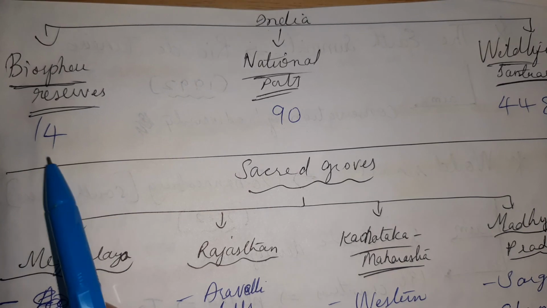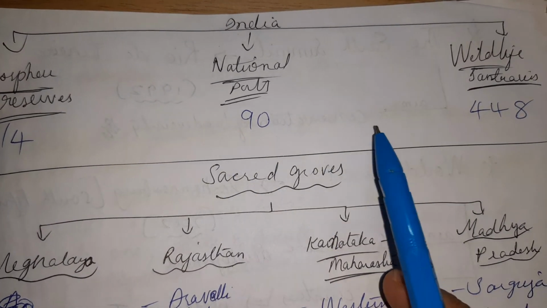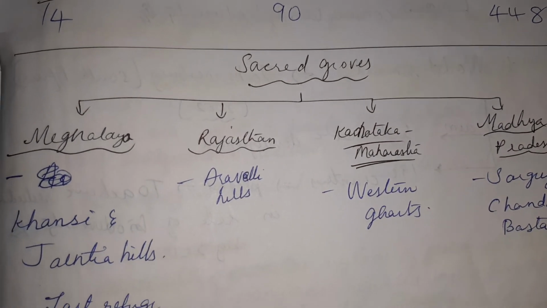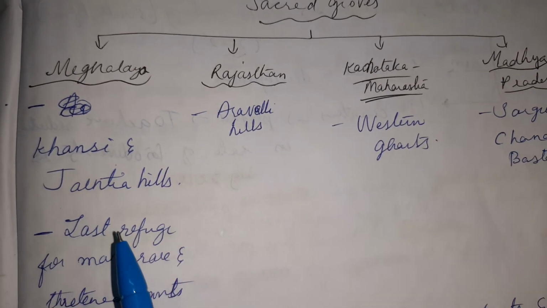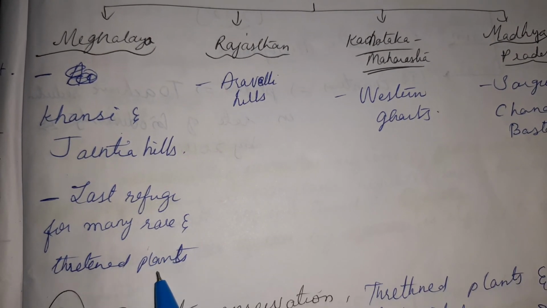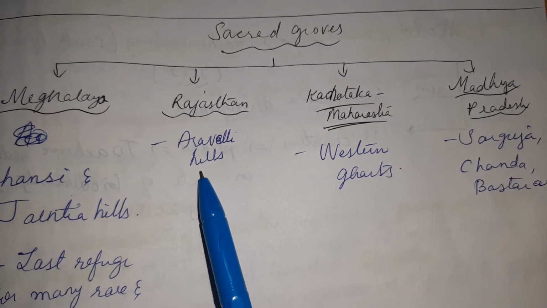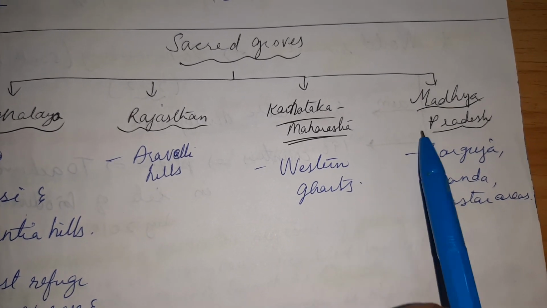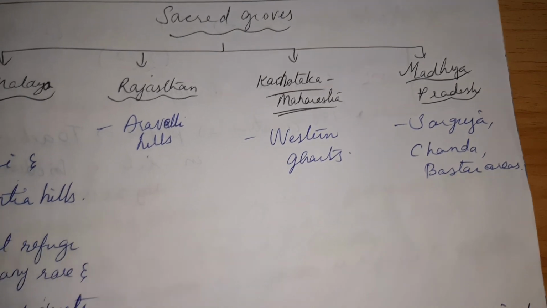In India, we have 14 biosphere reserves, 19 national parks, and 448 wildlife sanctuaries. When talking about sacred groves, in Meghalaya, we have the Khasi and Jaintia Hills. They are the last refuge for many rare and threatened species. Then in Rajasthan, we have the Aravali Hills. In Karnataka and Maharashtra, we have the Western Ghats. In Madhya Pradesh, we have the Sarguja, Chanda, and Bastar regions.